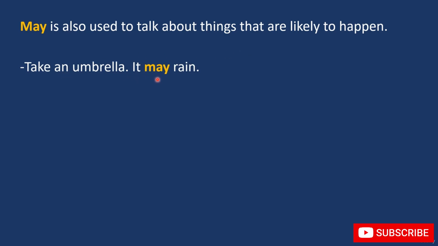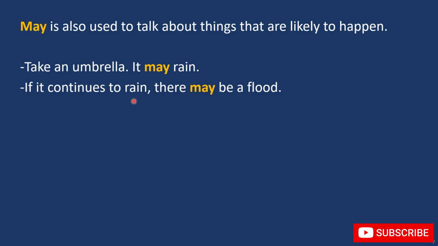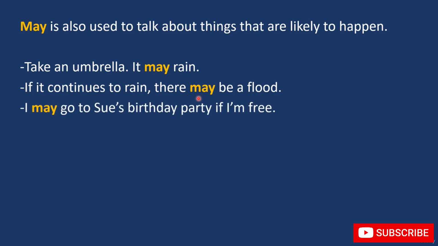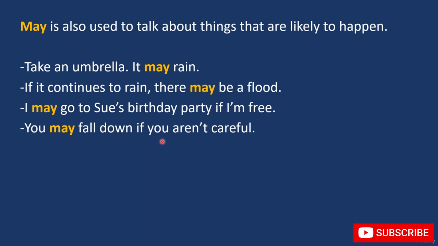Take an umbrella, it may rain. Maybe yes, maybe no. But in case it rains. If it continues to rain, there may be a flood. So again, this is likely to happen. I may go to Sue's birthday party if I am free. So it means again that I am not sure if I will go or not. You may fall down if you are not careful.